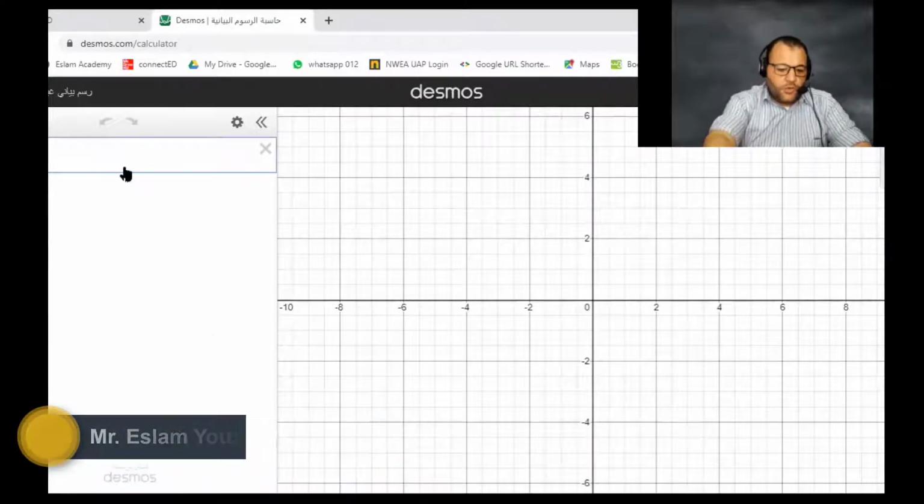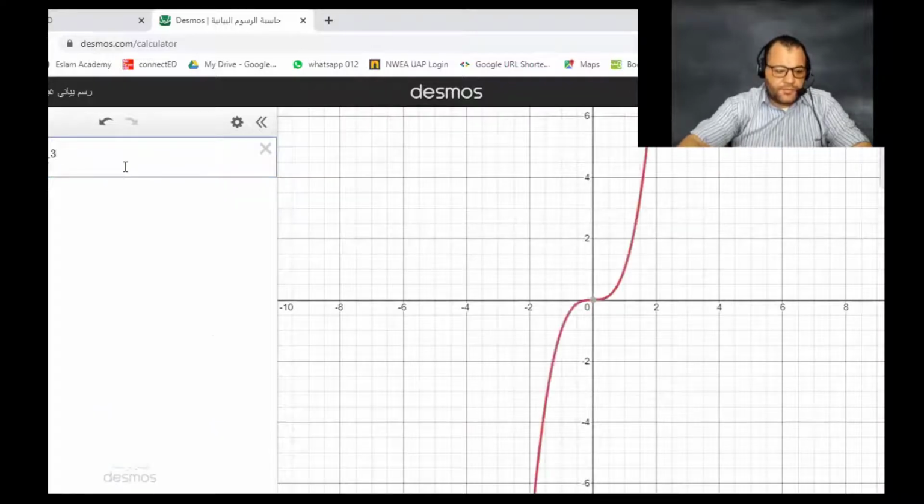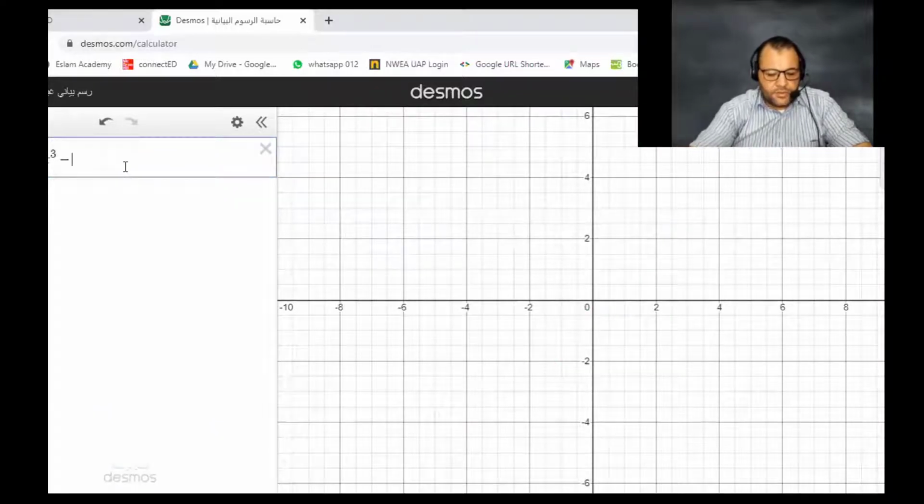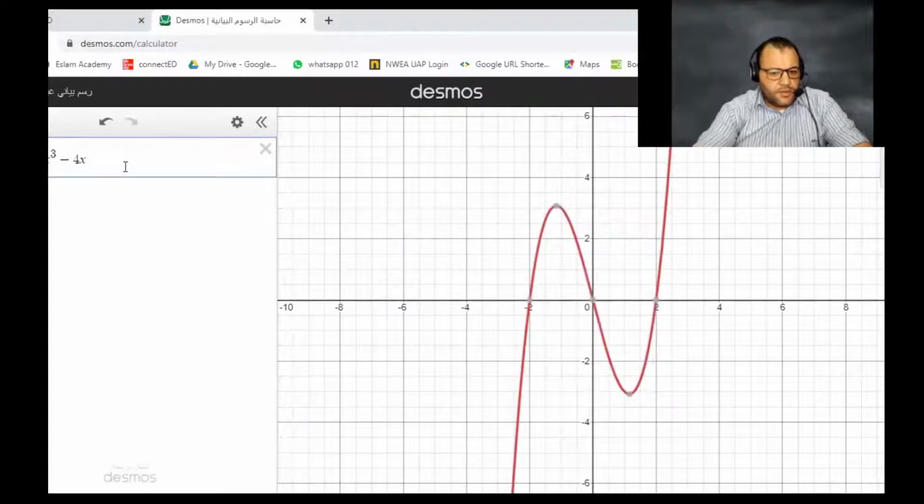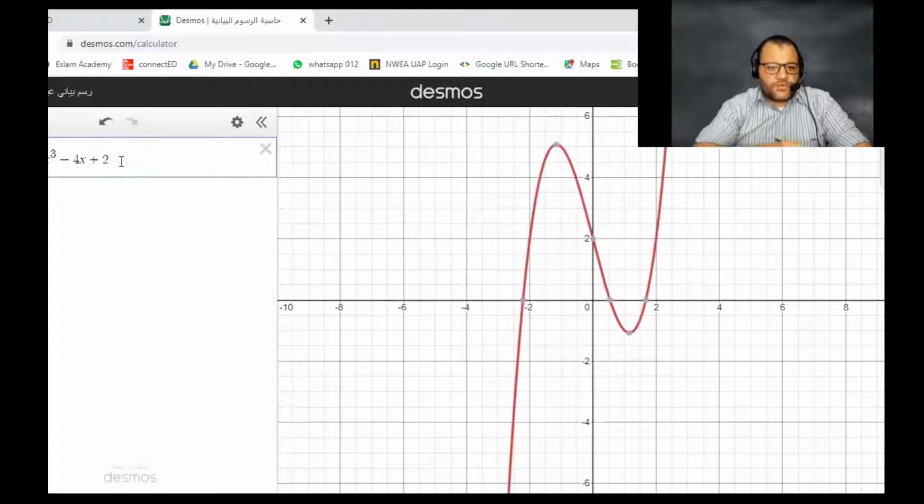Okay, y equals x to the power 3 minus 4x plus 2. Yes, plus 2.